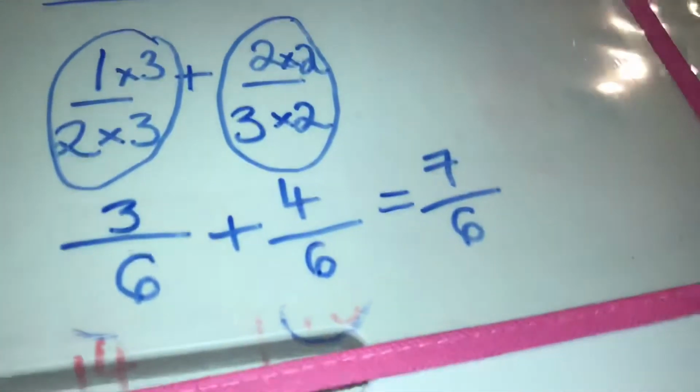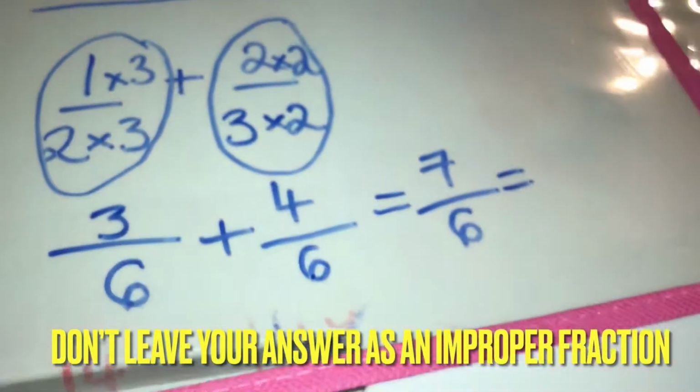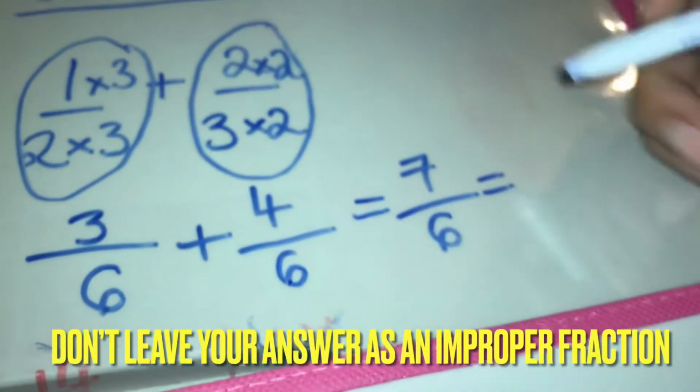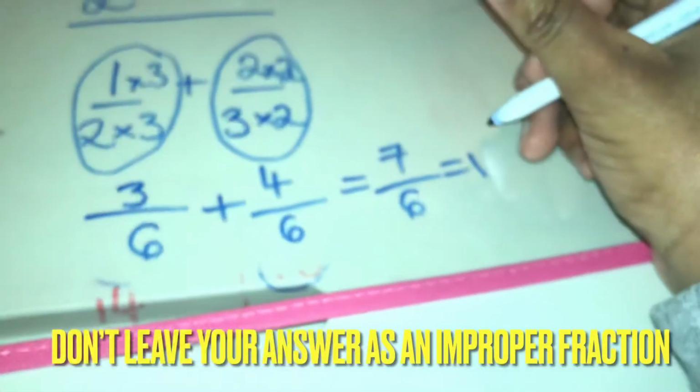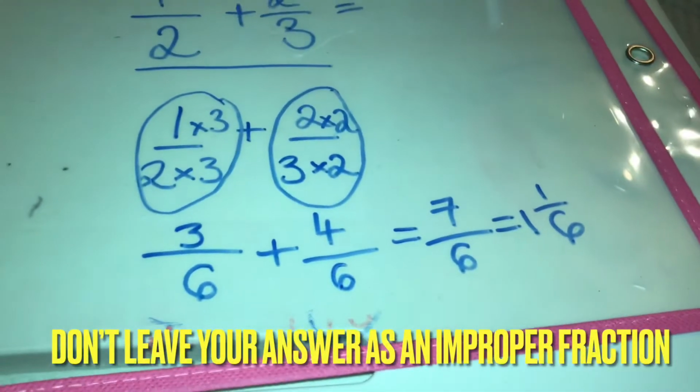This at the moment is an improper fraction and we cannot leave it that way. So I'm just going to turn it into a mixed fraction. So 6 into 7 is 1, remainder 1 over 6. And that's your answer. I'm going to give you a couple more examples to show you.